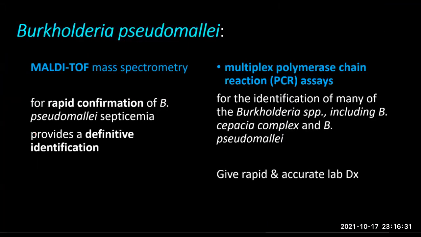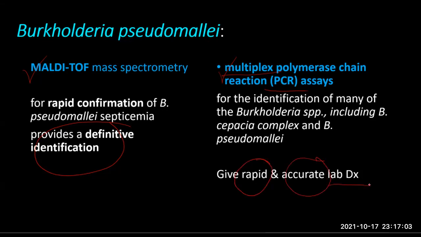For us to identify it, we have two ways, MALDI-TOF and multiplex PCR assays. MALDI-TOF is for the rapid confirmation of Burkholderia pseudomallei septicemia, and this provides a really definitive identification. The multiplex PCR is for the ID of many Burkholderia species, including cepacia complex and pseudomallei. This one can give you a rapid and accurate laboratory diagnosis.